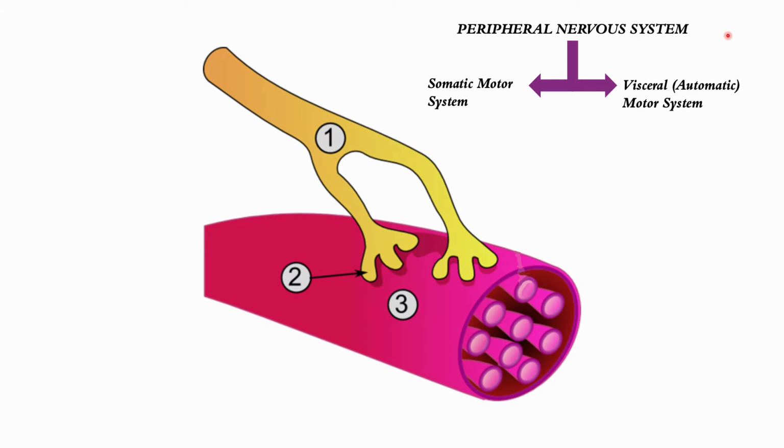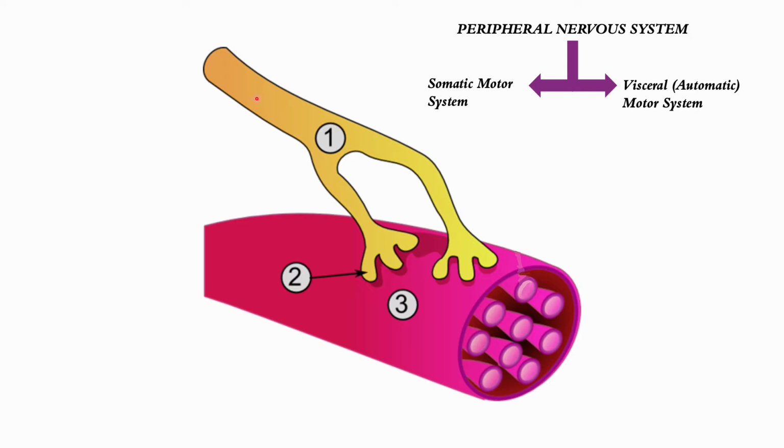The peripheral nervous system has two motor divisions. The somatic motor system controls voluntary movement by targeting muscle cells, and the visceral or automatic motor system regulates involuntary responses in internal organs. Efferent neurons from the somatic motor system travel along cranial or spinal nerves and synapse with skeletal muscle cells. These structures are called neuromuscular junctions.